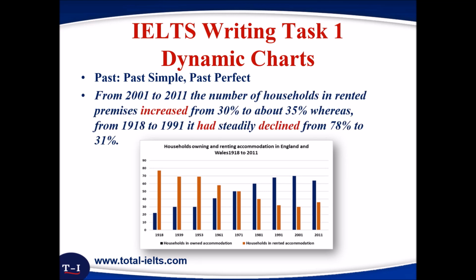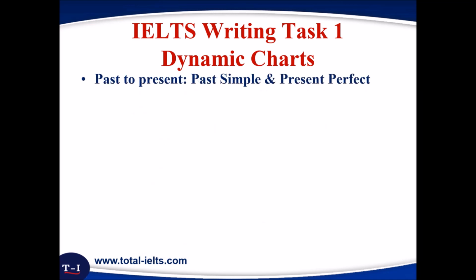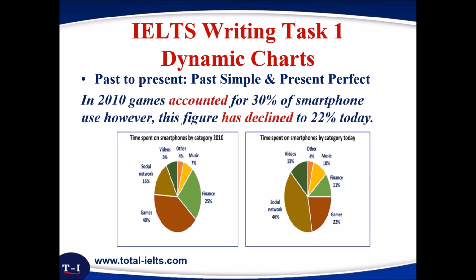For example, from 2001 to 2011, the number of households in rented premises increased from 30% to about 35%, whereas from 1918 to 1991, it had steadily declined from 78% to 31%. For diagrams which show information from past to present, the main tenses will be past simple and present perfect. For example, in 2010, games accounted for 30% of smartphone use. However, this figure has declined to 22% today.